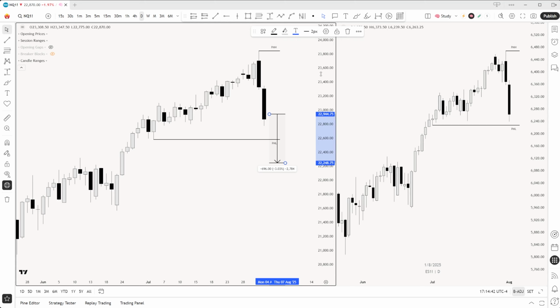Well, I still use the profiling and I'm going to refer to the average range to understand when I am ready to have a mean reversion move. What does that mean? Well, here is our monthly open right here.